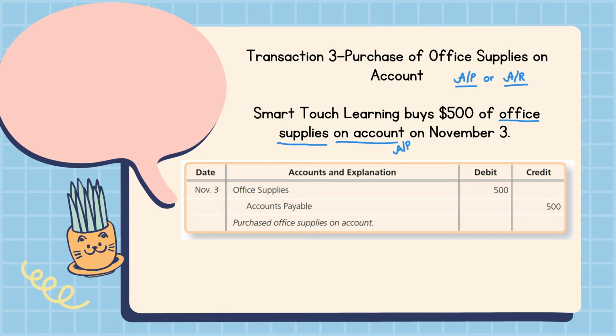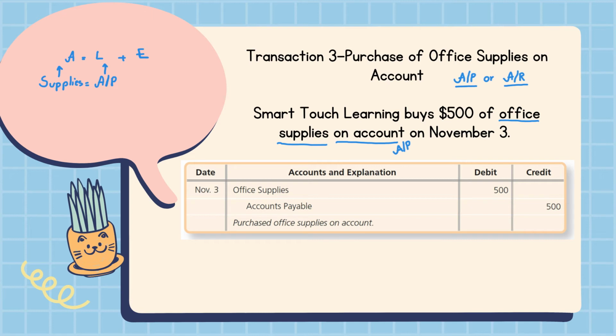So my accounting equation is assets equals liabilities plus equity. Under assets, we have office supplies. Then under liabilities, we have accounts payable. Now, buys office supplies means my supplies increased. And also my liabilities increased because I'm gonna pay money later, so I have more debts now.